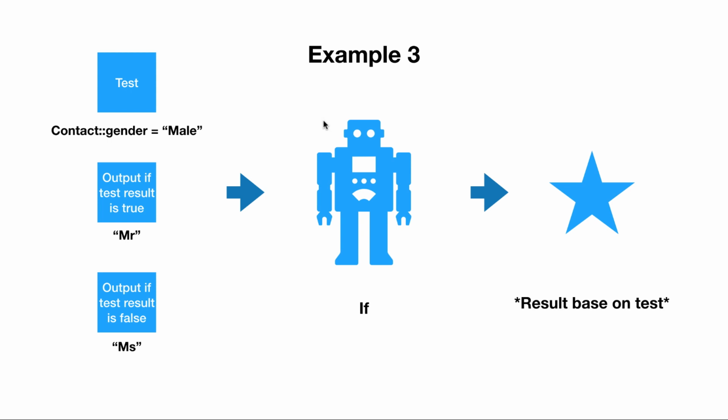So basically what this does is that the test is like an assumption that you make. So let's say I have the contact gender equals to male. That means I will assume that the person is a male, and do a test on it. If the test result comes out as true, it will show me Mr., which is result number 1. If the test result comes out as false, it will give me Miss. So together, if I put all 3 of these parameters inside the if, it will give me a dynamic result based on the test that I made.